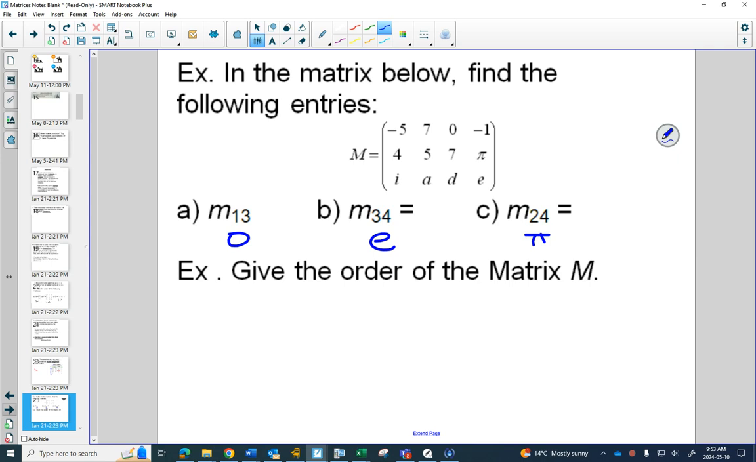What are the dimensions, or what is the order of matrix M? How many rows? 3. How many columns? 4. It is a 3 by 4.